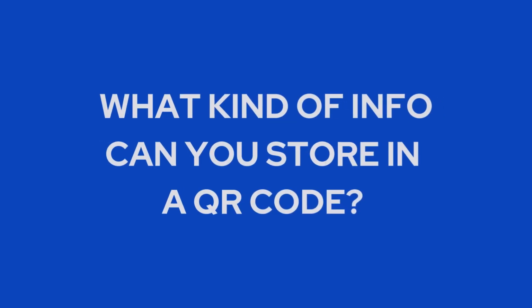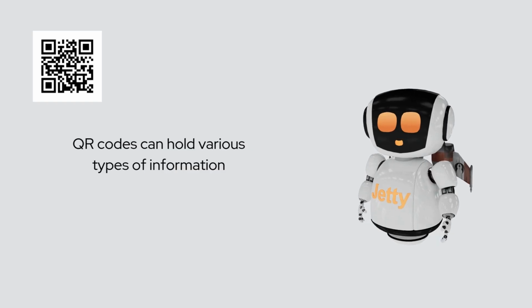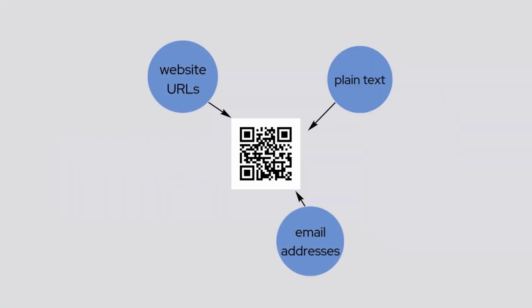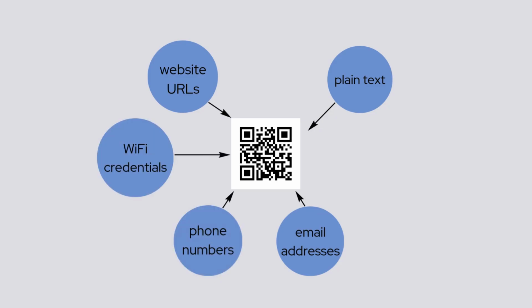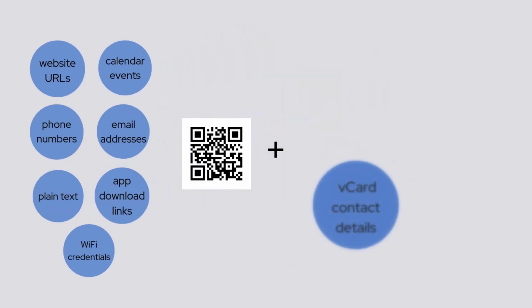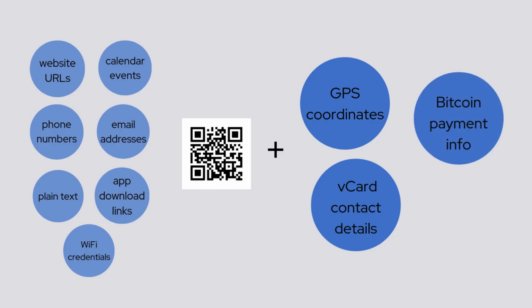What kind of info can you store in a QR code? QR codes can hold various types of information, including plain text, website URLs, email addresses, phone numbers, Wi-Fi credentials, calendar events, and app download links. They can also store more advanced data like vCard contact details, GPS coordinates, or even Bitcoin payment info.